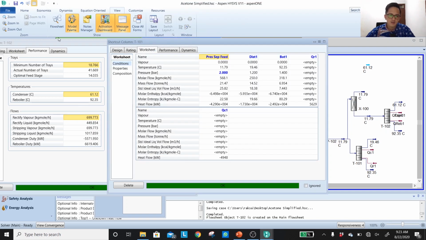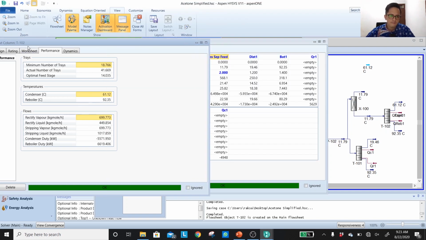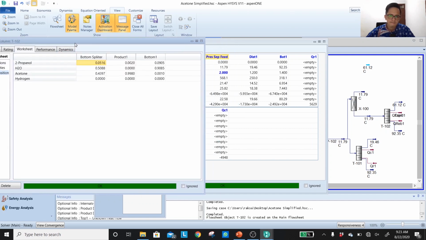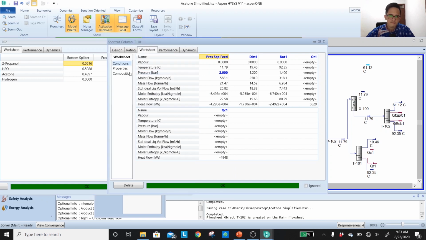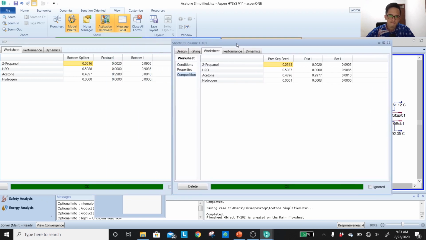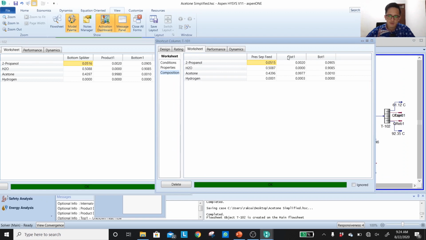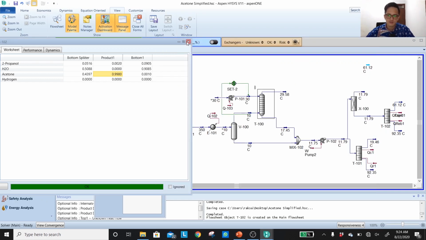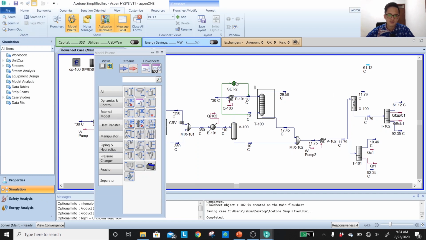Okay, check the composition. Product 1. Now it matches our product specification of 99.8%. It's 99.77%. So I hope it helps you understand why we need the splitter in this simulation. It's to remove the very light compound, the hydrogen.